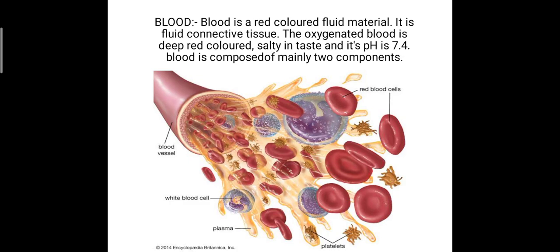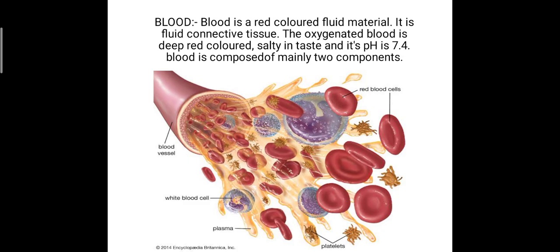Now see, first we will understand what blood is. Blood is a red colored fluid material and it is a fluid connective tissue. Oxygenated blood is deep red in color. It is salty in taste and has a pH of 7.4. Oxygenated blood is carried through the arteries from the heart towards the entire body.